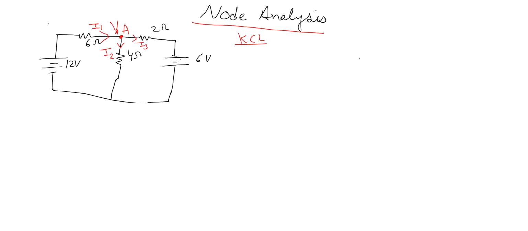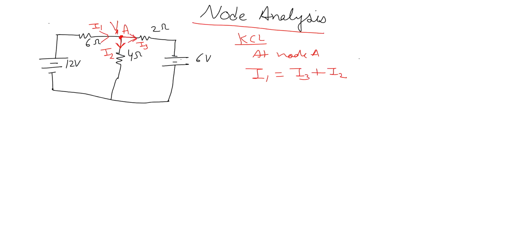So at node A, what current is entering? The current entering is I1 at node A. And current leaving from node A is I3 current. And current leaving from node A is I2 current. So we have to write the KCL equation representing that whatever current is entering into the node should be the same amount of current leaving from the node. So that is KCL. So we have written this equation.